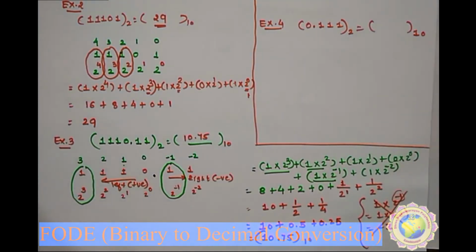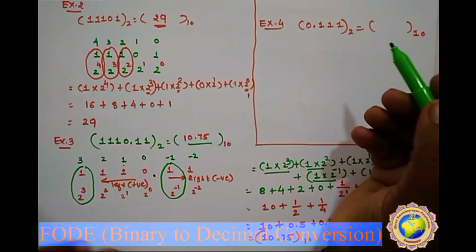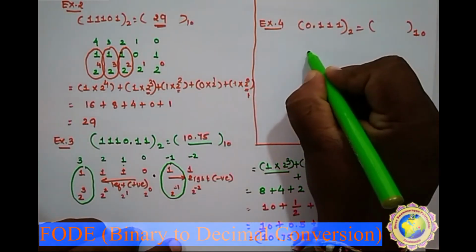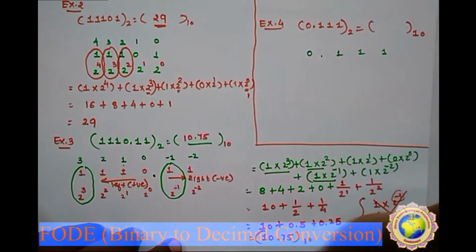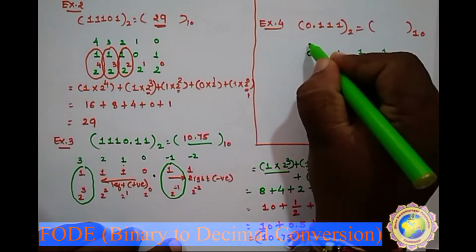We have to convert to decimal. So first put our digits here, 0.111. Follow the same procedure: from the point, 0.